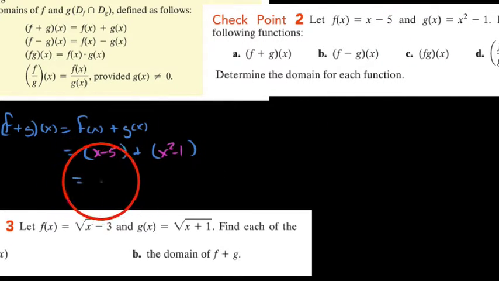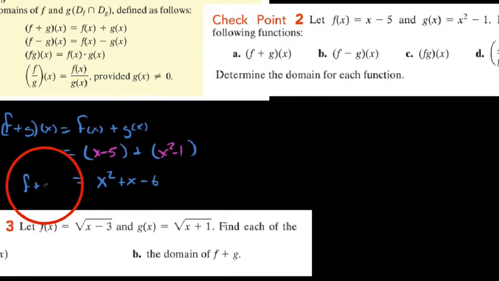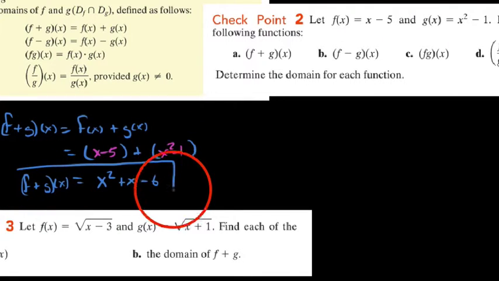So for this right here, we would say that I get x minus 5 plus x squared minus 1. We could drop the parentheses. Looks like we get x squared. Looks like 1 total x. And we say negative 5 and negative 1 give us a negative 6. So this function right here, just to be clear, is our f plus g of x function. And it's what we got when we added these two together.